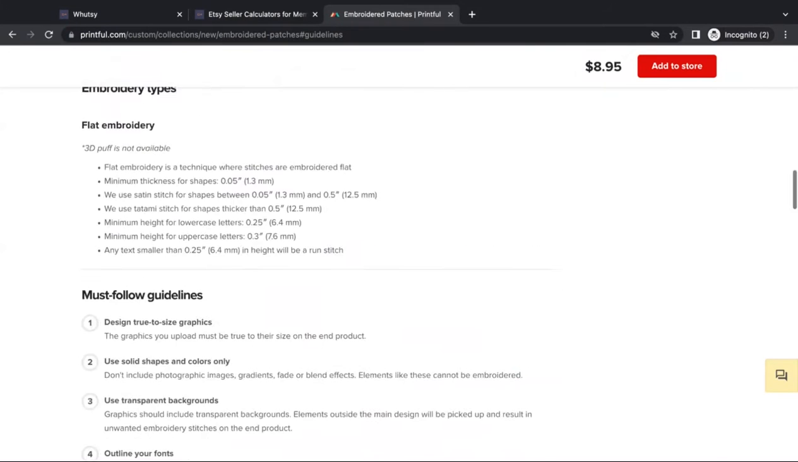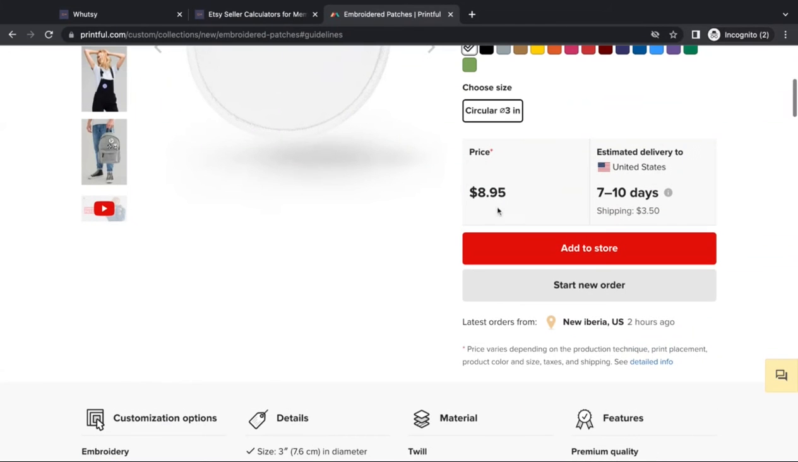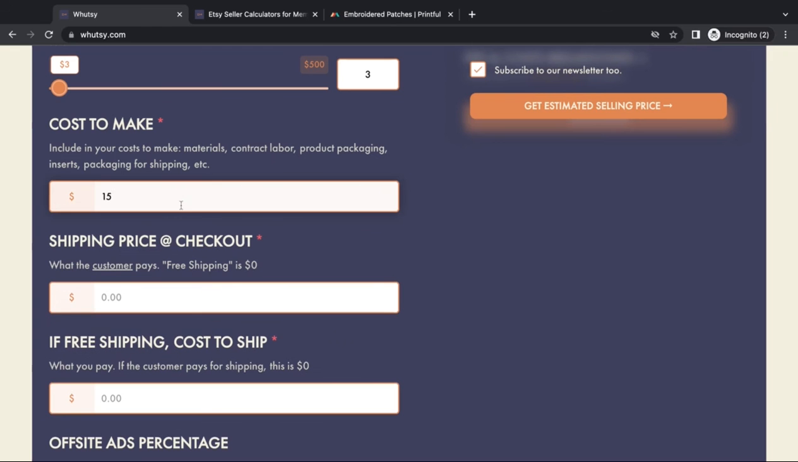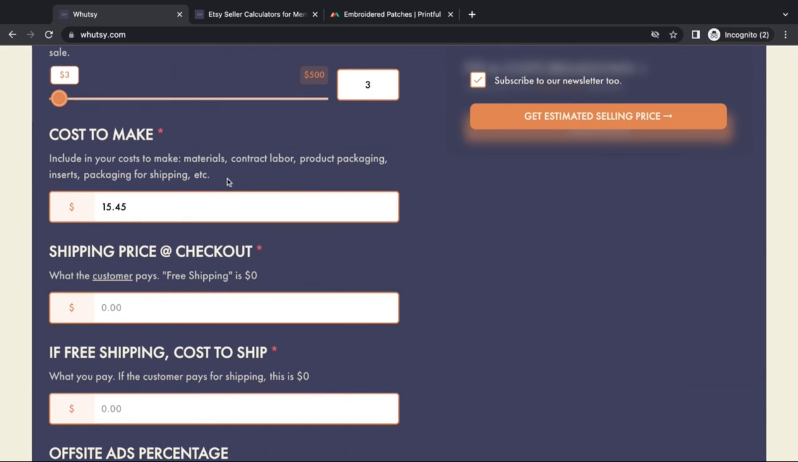So we'll add $6.50 as a cost to the $8.95. I'm going to just use my calculator here on my phone and do that quick math. $8.95 plus $6.50. So it costs me $15.45 to make that patch for my customer. Okay. So you can see the cost of this patch is already going up. All right. Now, the other thing is for cost to make.